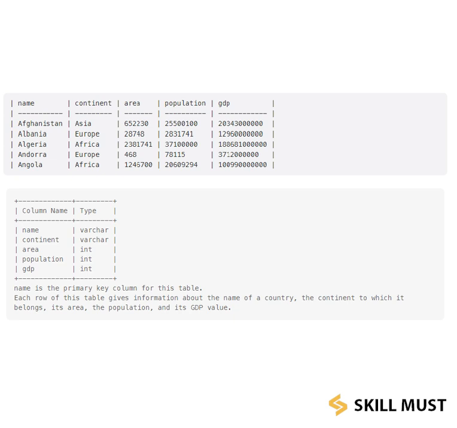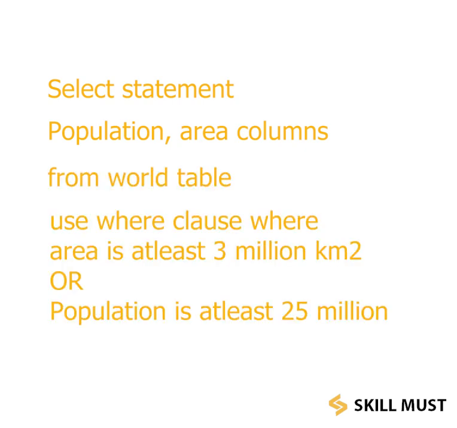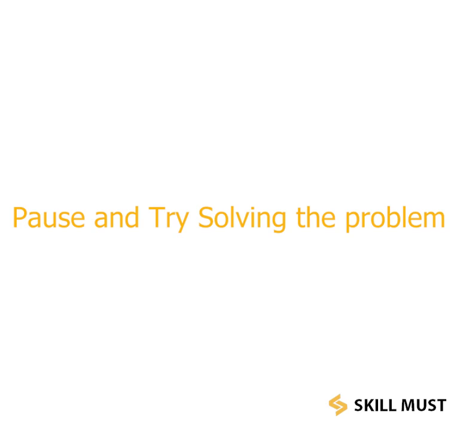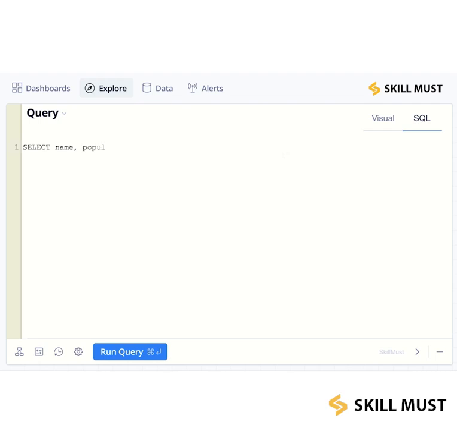The problem asks you to write an SQL query that reports the name, population, and area of the big countries. To solve this problem, you can use a select statement to select the name, population, and area columns from the world table, and use a where clause to filter for rows where either the area is at least 3 million or the population is at least 25 million. Select name, population, area from world where area >= 3 million or population >= 25 million.